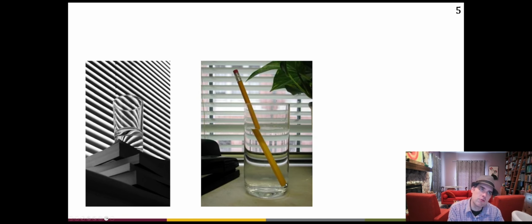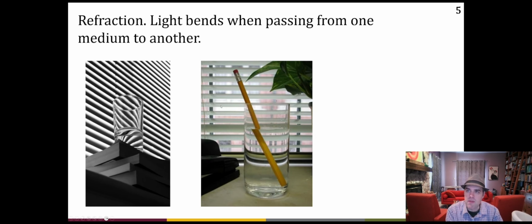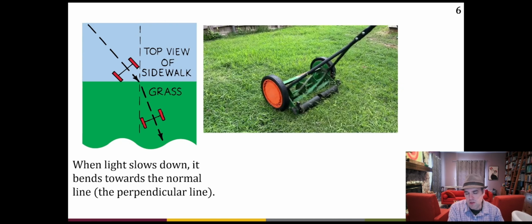Now, light also does something else when it travels from one medium to another. It's going to bend and change direction, which you can see here in these images. This is called refraction. When light bends, it's called refraction. So to help you understand this, I have this analogy here of this lawnmower, and your book does this as well. So this is this push lawnmower. Here's the top-down view of this lawnmower.